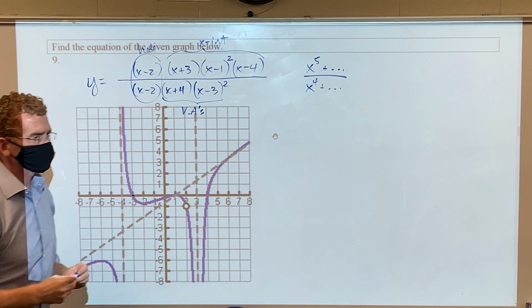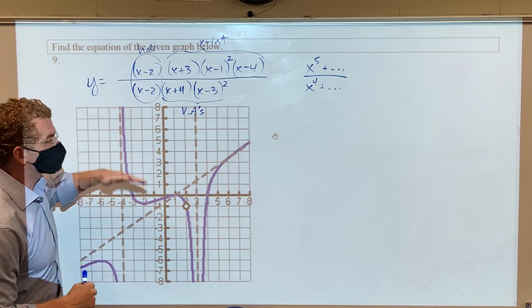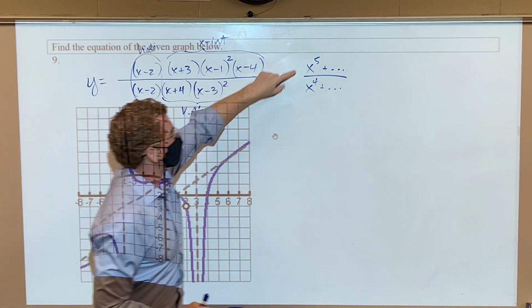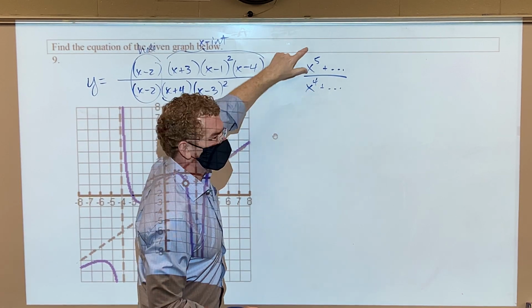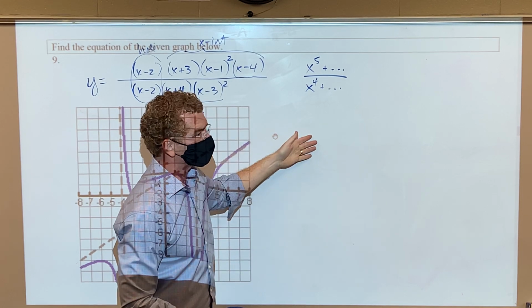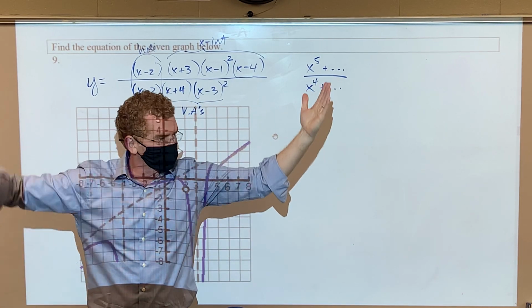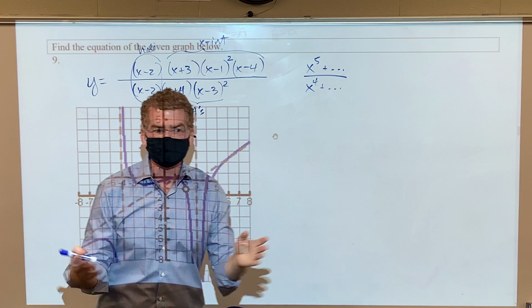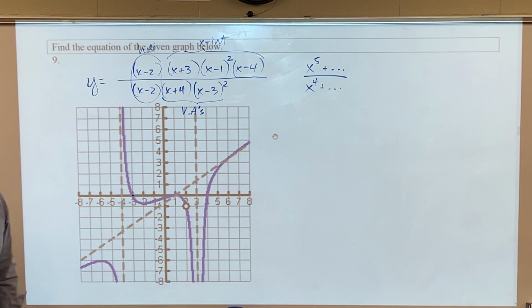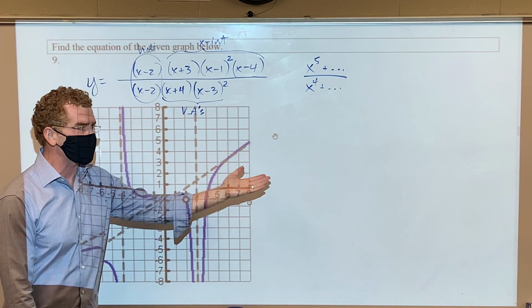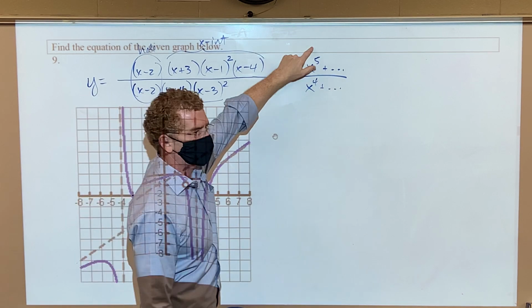Is it only if it's one higher? Yes, because if it were two higher, then if that was a 6, when I divide an x to the fourth into the x to the sixth, I would get an x squared. And you would have a parabolic asymptote. You're not going to see those on these, and I'm not going to require that of you. But it's possible that you could have that, but if it's slanted, it'll always be 1 power higher.